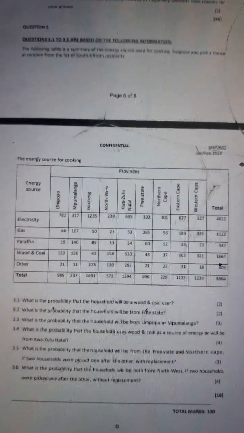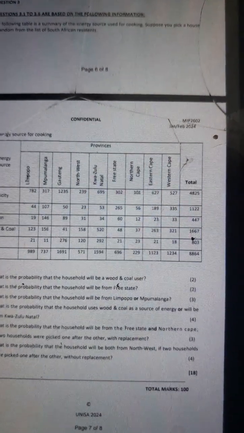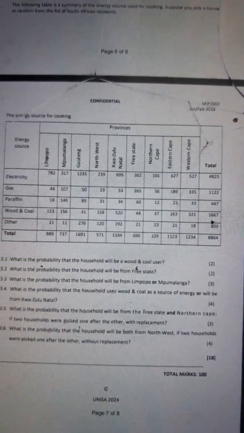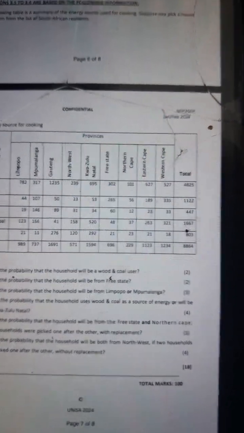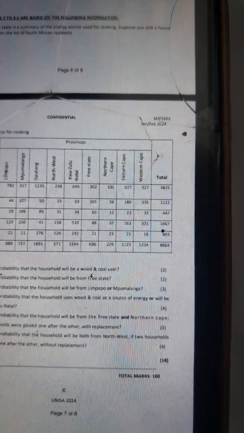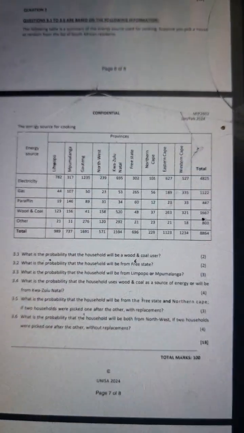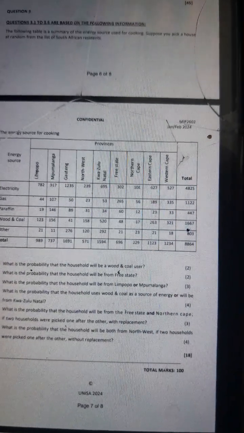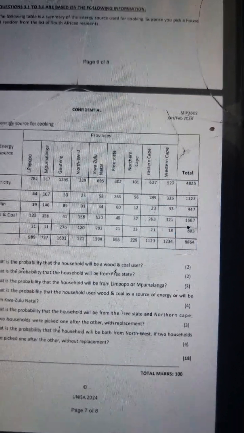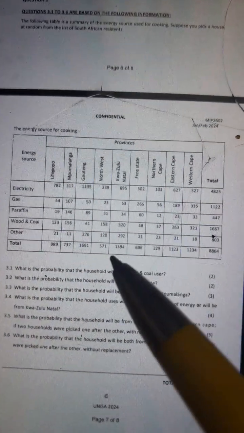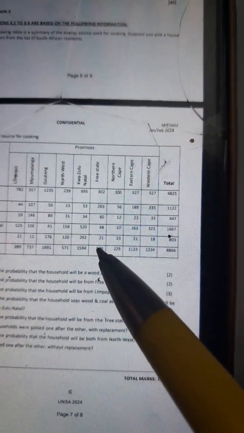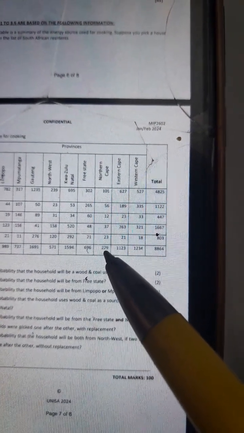For 3.5, they said, what is the probability that the household will be from Free State and Northern Cape if two households were picked one after the other with replacement? If it's with replacement, that is an independent event. What are we going to do? So remember, we are being told, what is the probability that the household will be from Free State and Northern Cape? And means multiply. So in probability, and means multiply. So let's go to Free State. At Free State, we had 696. At Northern Cape, we had 229.